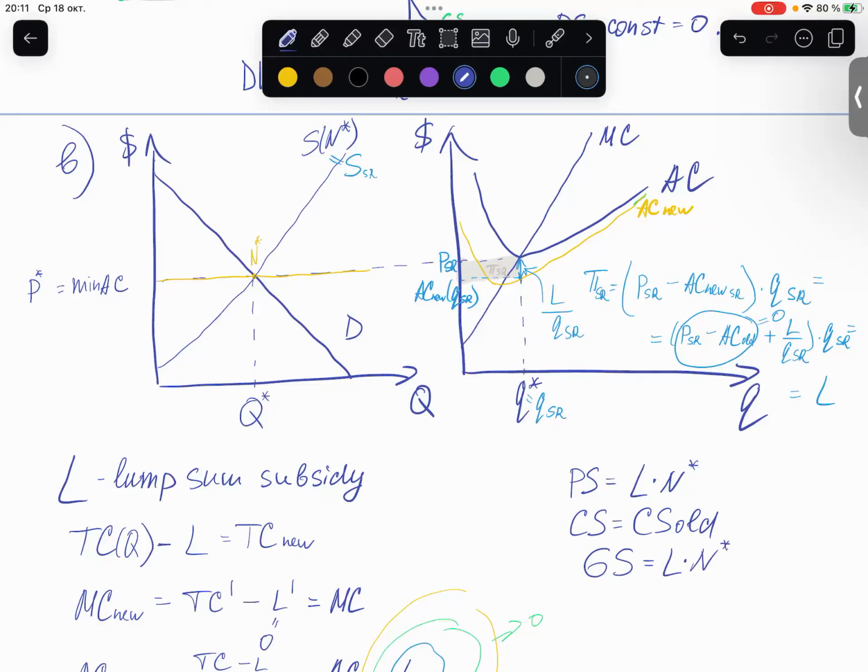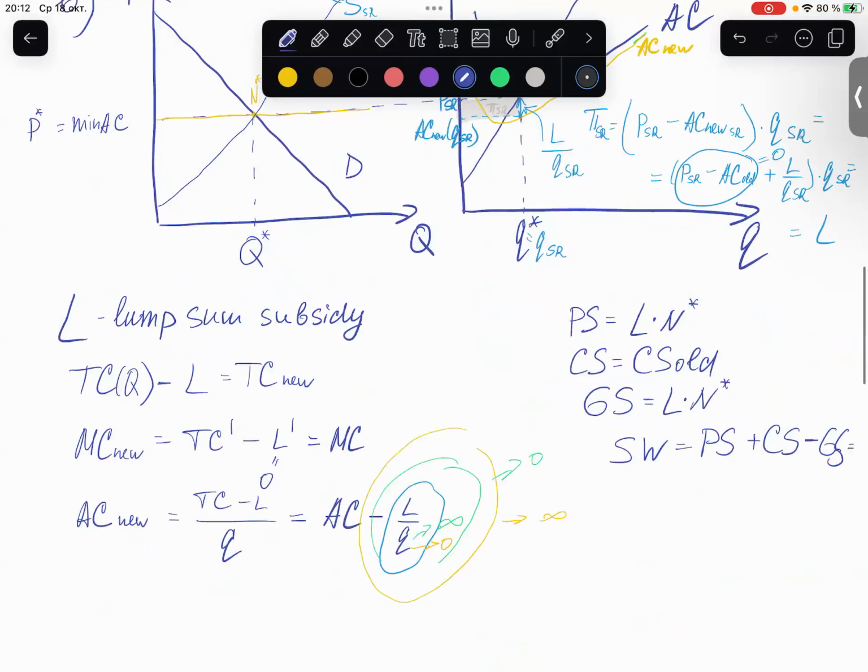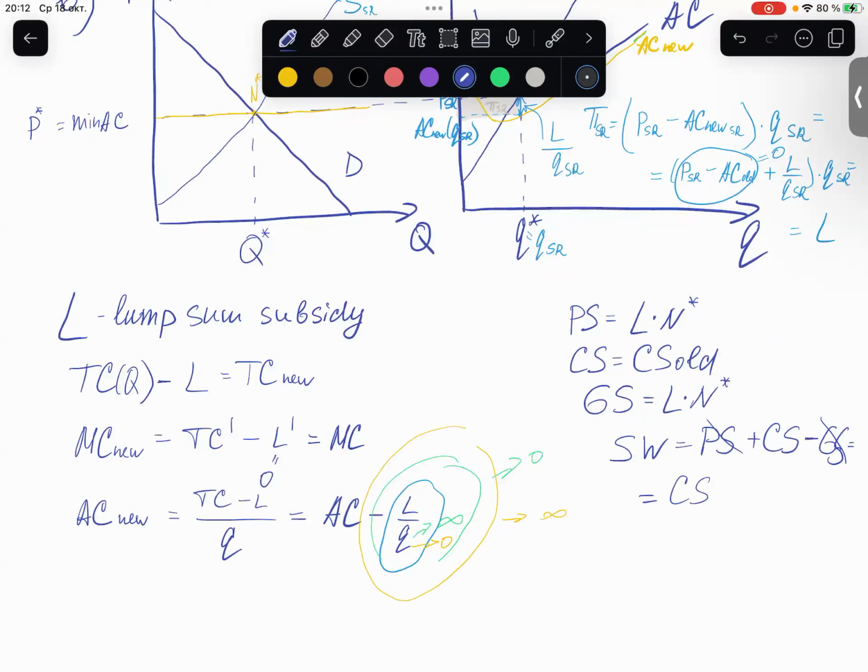firms. Yes. So the new social welfare are new producer surplus plus consumer surplus minus government spendings. But producer surplus and government spendings, they eliminate each other. And social welfare was as before, equal to the consumer surplus. New equals to social welfare old.